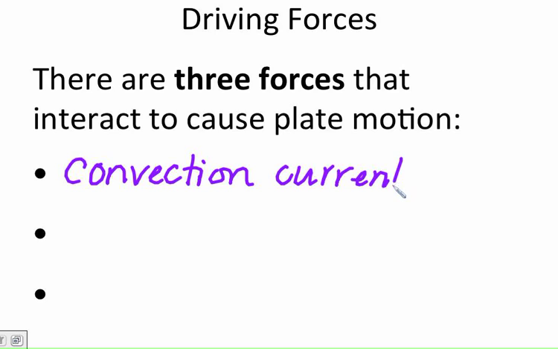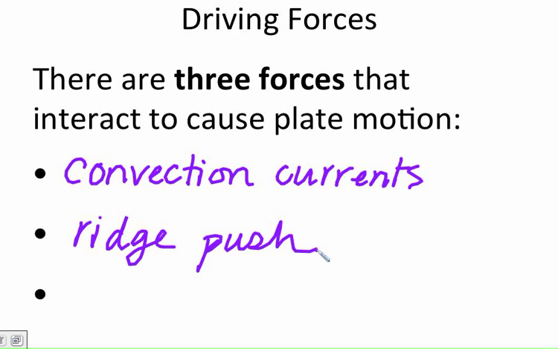Okay, convection currents, we see that happening inside the Earth. And within that convection current, there's two key things we're going to look for. Something called ridge push, and also something called slab pull. Again, our three key forces happening inside the Earth that make plate motion.